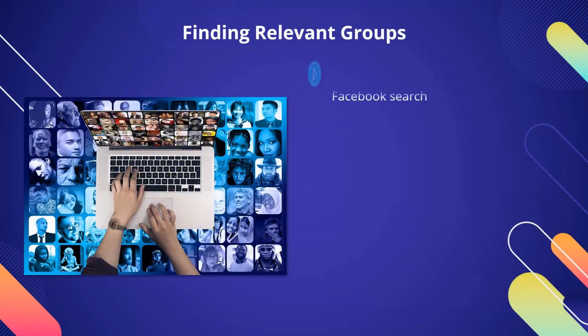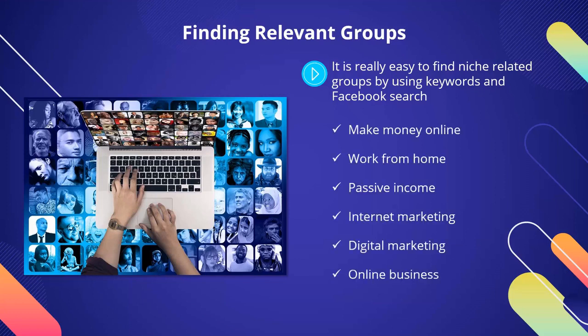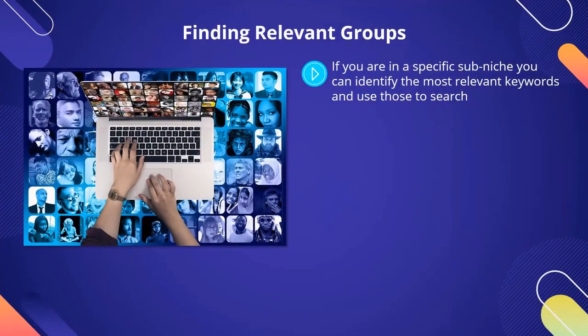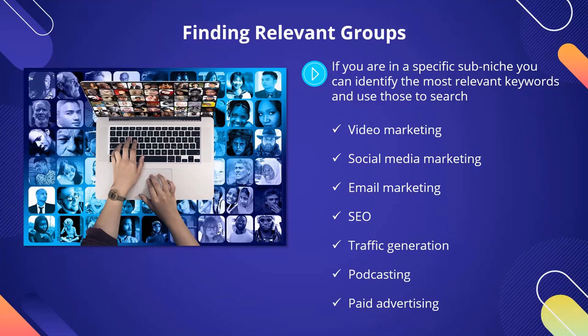Finding relevant groups. It is really easy to find niche-related groups by using keywords in Facebook search. So if you are in the Make Money Online niche, then just enter terms that are relevant, such as make money online, work from home, passive income, internet marketing, digital marketing, online business, online entrepreneur. If you are in a specific sub-niche, you can identify the most relevant keywords and use those to search. Here are some examples: video marketing, social media marketing, email marketing, SEO, traffic generation, podcasting, paid advertising.